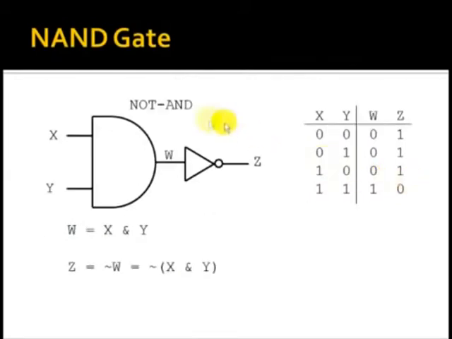We see that the NAND gate really is a NOT AND. If W is the output of the AND gate, that is 1 if both inputs are 1, then if we add an inverter, the Z just becomes NOT W.